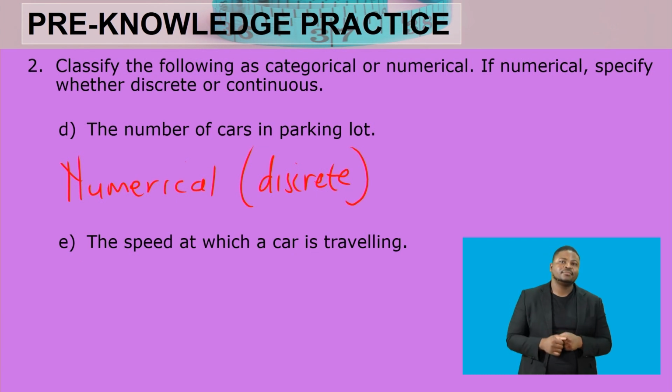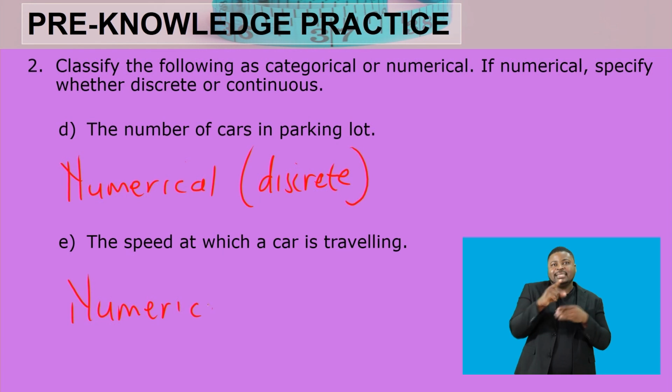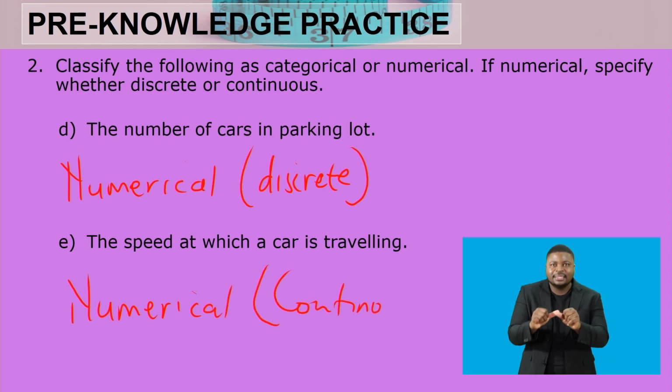Then the speed at which a car is traveling. The speed at which a car is traveling cannot be counted. It cannot be classified according to categories, but it can be measured. We measure speed using kilometers per hour. So it is also numerical because it deals with values. But what type of numerical? It is the continuous one because it can be measured.